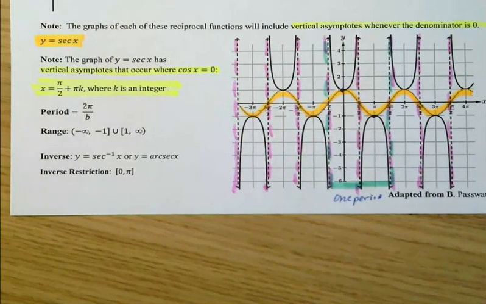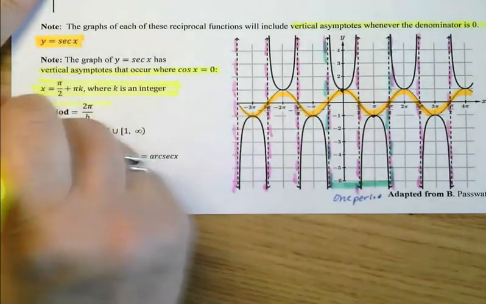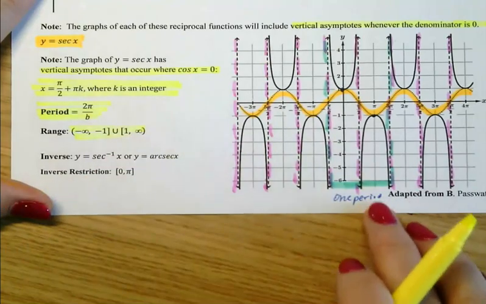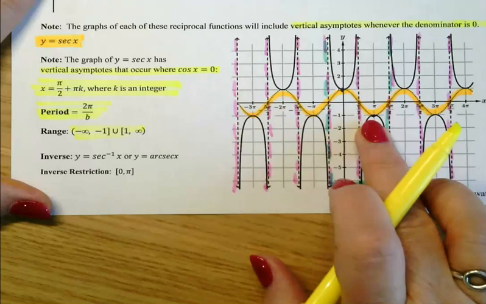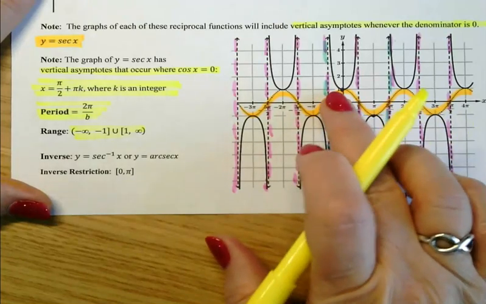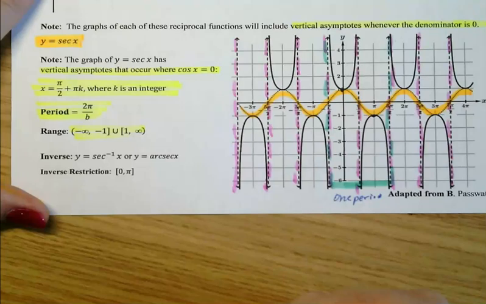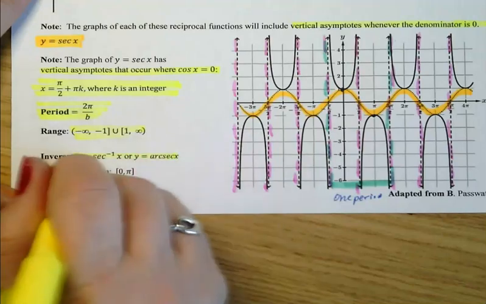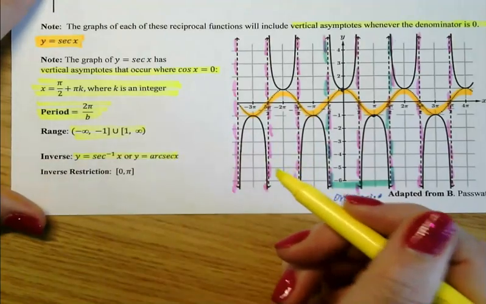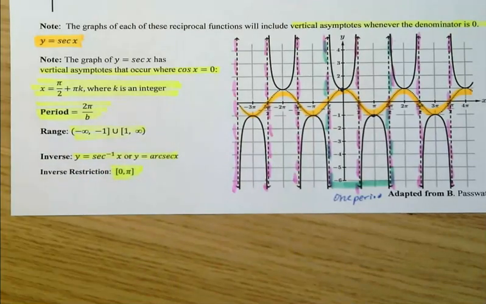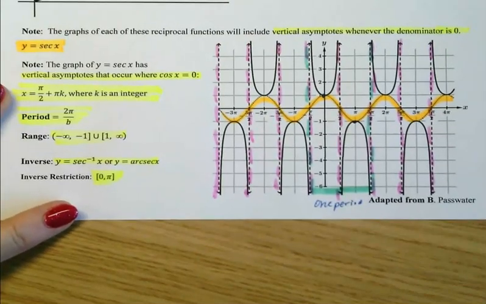So the characteristics here to start learning are that your period is 2b. The range goes from the bottom to top, so from negative infinity up to that point, including that point because that's physically on the graph. And then we jump to the bottom of the top part of the graph and go to positive infinity. So we include the ones, obviously not the infinities. And it still does have an inverse. So we can do secant to the negative 1 of x or arc secant. And the inverse restrictions are 0 to pi. So that's an example of the secant.